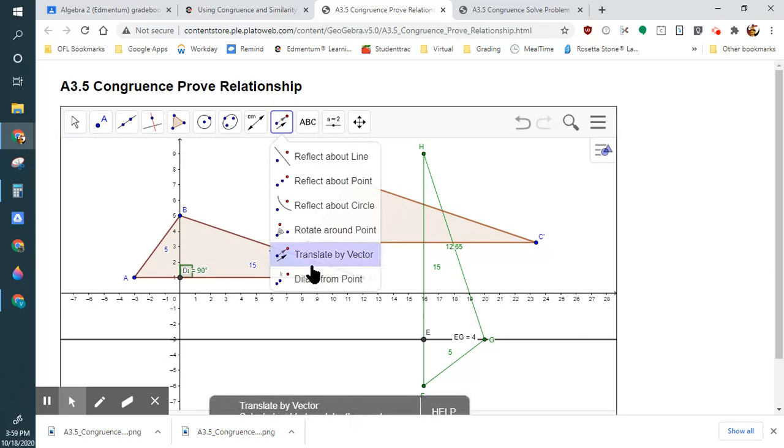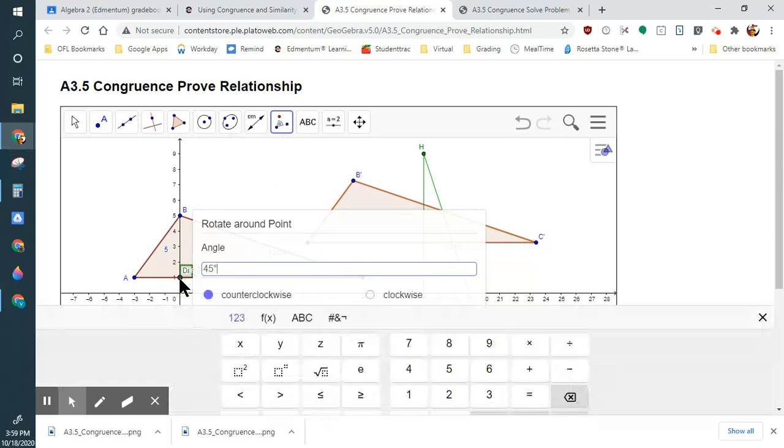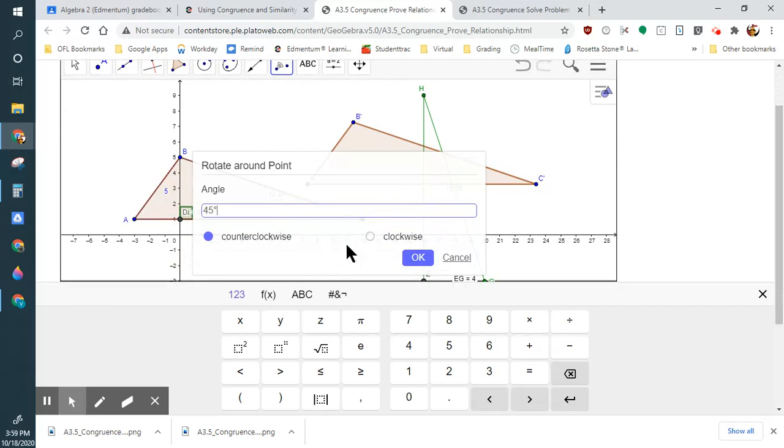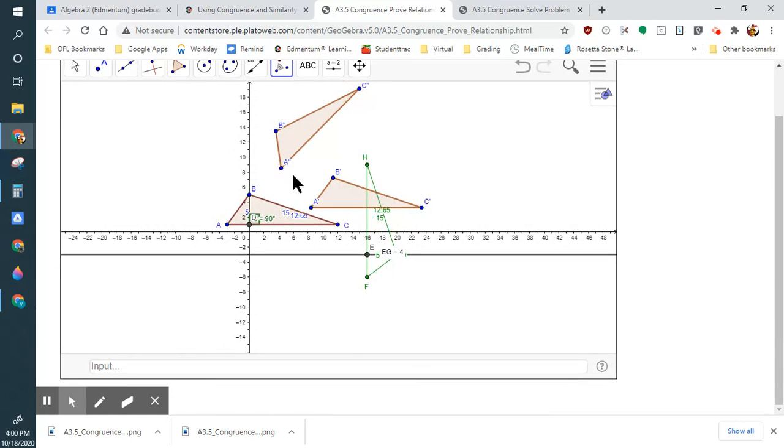And then I want to rotate it. So I'm going to rotate it about a point. I'm going to use this point D because why not? Sure, 45 degrees, why not? Cool. So we see this triangle here.